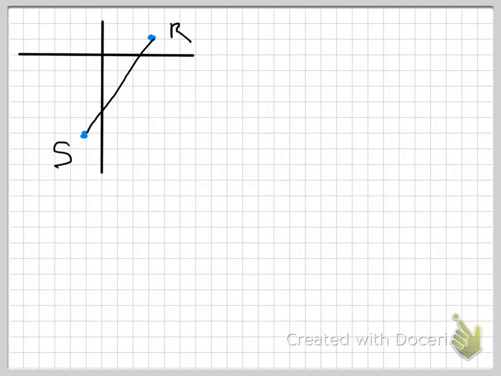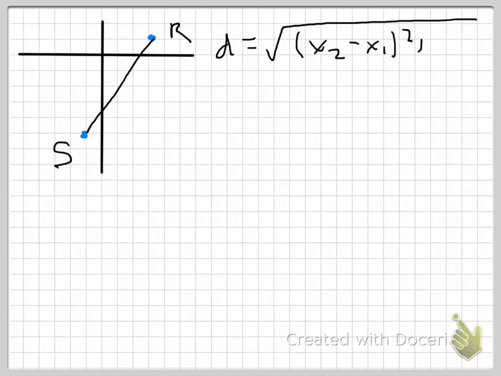So again, we're going to use the Pythagorean theorem, in the form of the distance formula. So let's write the distance formula down. Subtract the x's, and then subtract the y's. The R value here was 3, 1, and the S value was -1, -5.